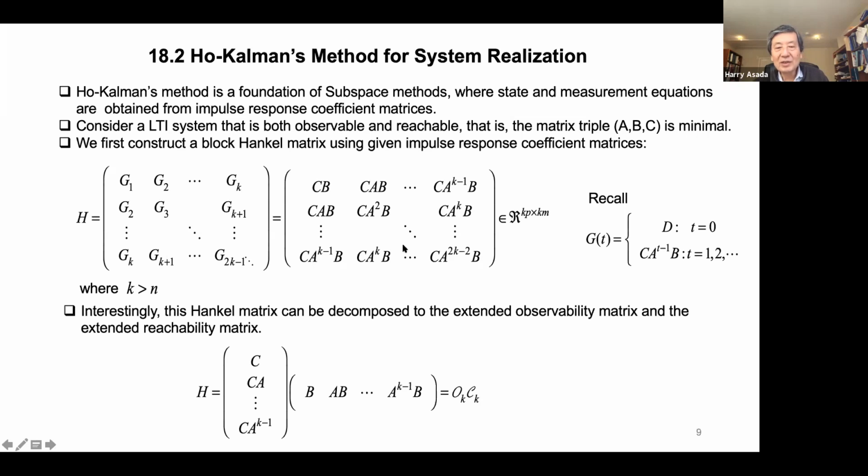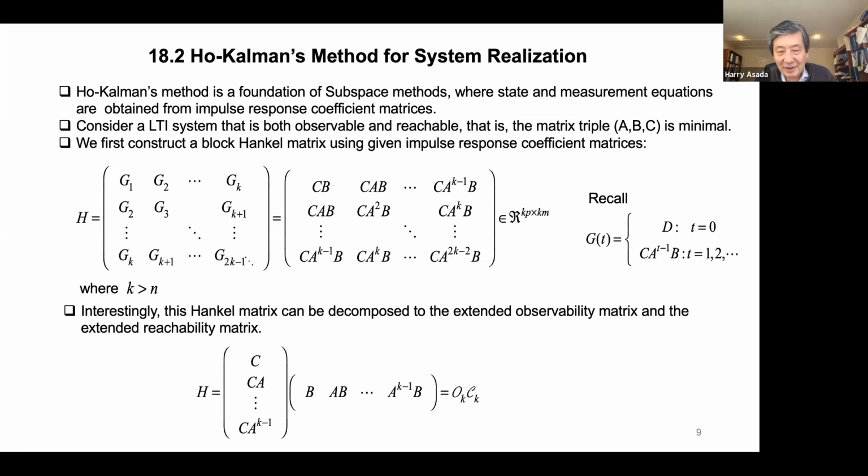The dimension of this matrix is a little bit complicated because its output side, C, is p-dimensional, right? And then we have K of them, so K times p is the number of row vectors, and the column is dominated by B's dimension. That's m. And we have m and K of them, so K times m. Okay, so that is the dimension of this big block Hankel matrix.